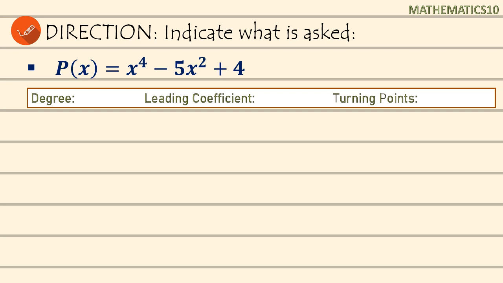Okay, so first for our degree, here we have x raised to the fourth power minus 5x squared plus 4. Our highest exponent used in the polynomial function is 4. Therefore, we can say that 4 is an even number. Next, for our leading coefficient, as you can see in our leading term, x raised to the fourth power, it's 1 and it is positive.